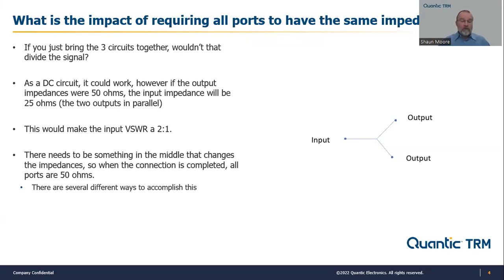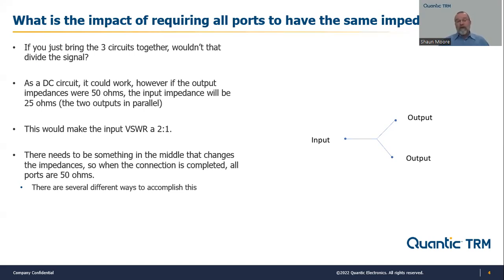Well, 25 ohms to an RF circuit means that you now have a VSWR of 2 to 1, or a significant reflection that is now going to happen with the energy, and the energy transfer to those 2 outputs is going to be degraded significantly. So from an RF standpoint, we want to make sure that all of the ports are matched to 50 ohms.